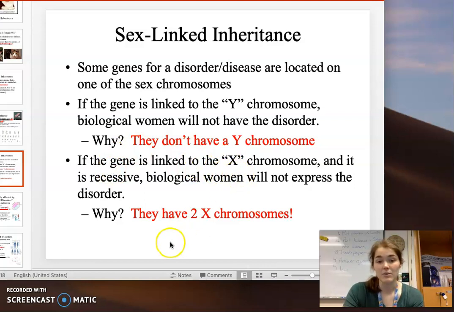Now, if the gene is linked to the X chromosome and is recessive, women, most likely biological women, will not express the disorder. Why? Because they have two X chromosomes. So if they get one good copy and one bad copy, they can rely on the good copy. Whereas if you only have an X and a Y, if you get one bad copy, you get whatever that gene is.